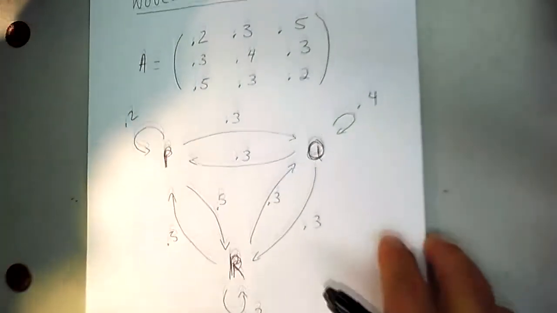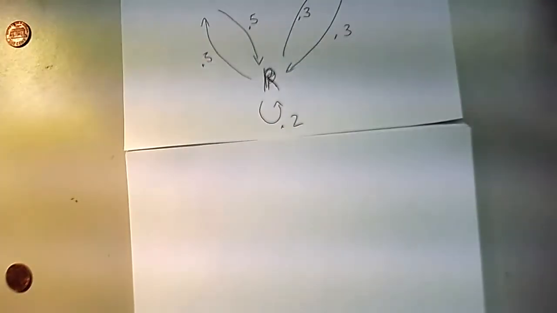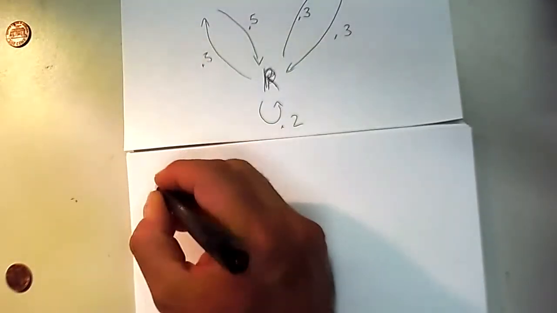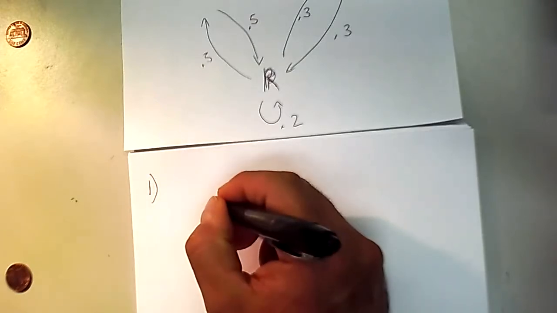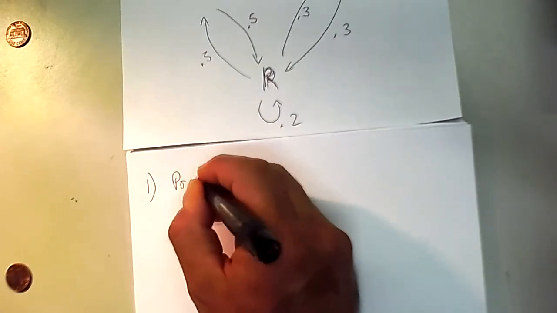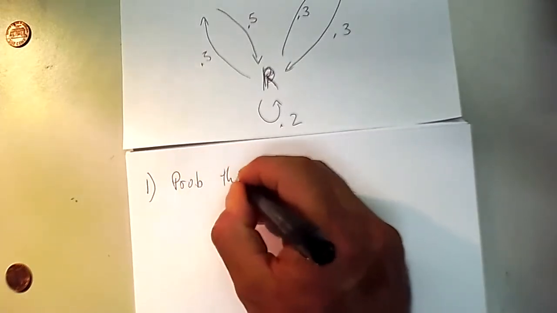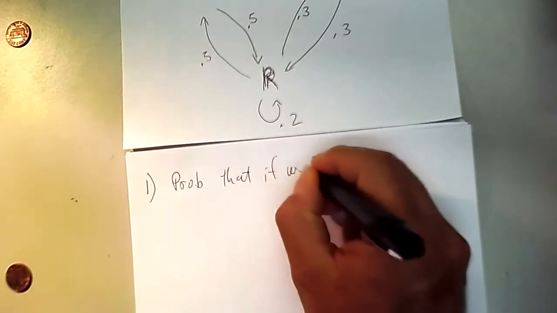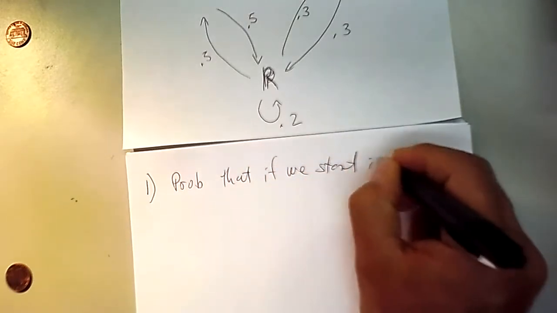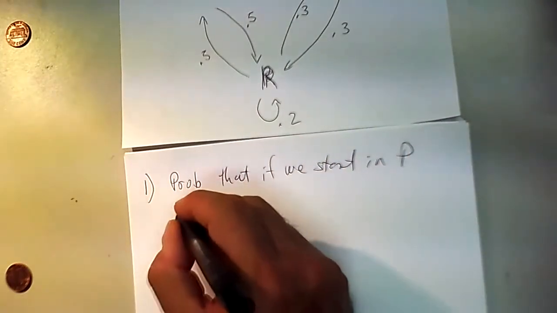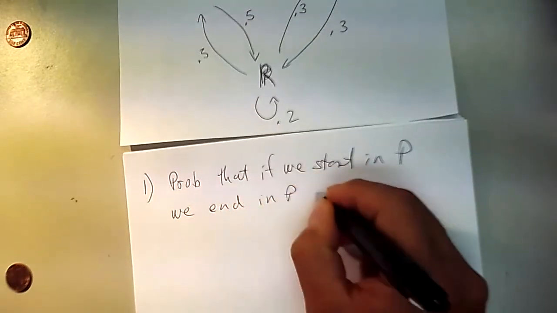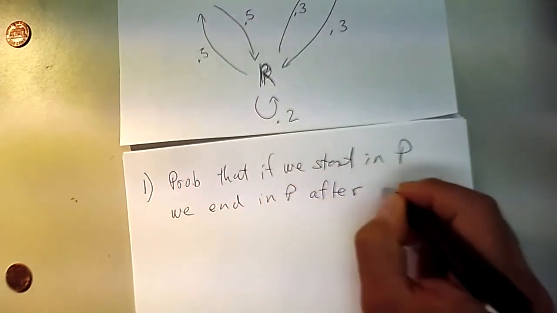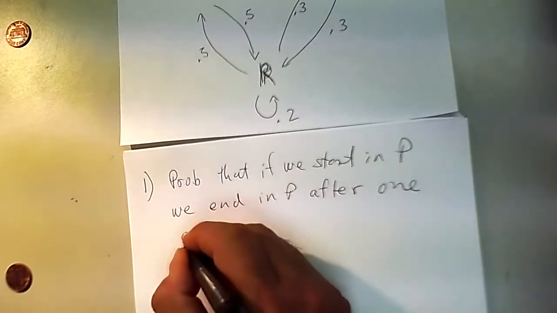Okay, so now the next question, or the first question we want to ask. There are two more questions we want to ask. So the first question is the probability that if we start in P, we end in P after one cycle.